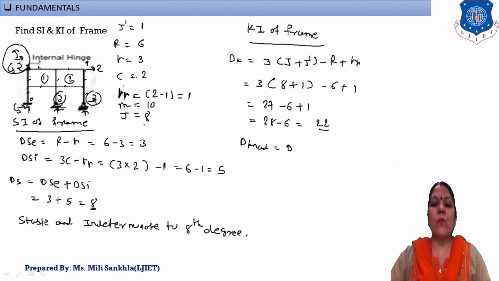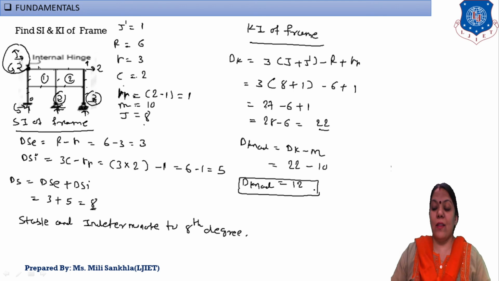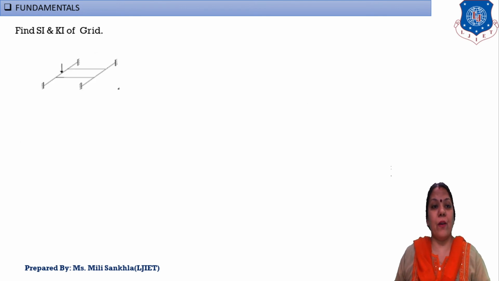Now we find dkNAD. dkNAD is equal to dk minus m. dk we find is 22 and m is given as 10. So the answer is equal to 12. This is my final answer. dkNAD for this given frame is equal to 12. Clear? Now we solve an example of grid. This is our last example of SI and KI.